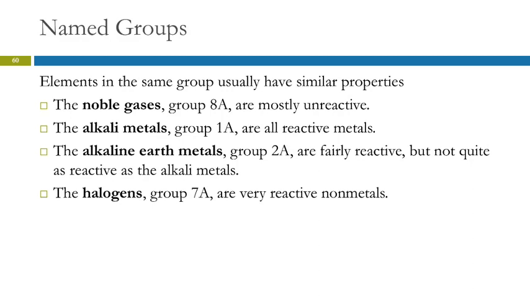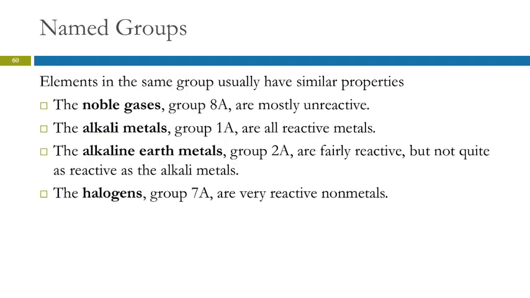Some of the groups have names. The noble gases are group 8A. They are very unreactive. The alkali metals are group 1A. Those are very reactive metals. The alkaline earth metals next to them in group 2A are fairly reactive, but not as much so as group 1A. And then we have the halogens in group 7A, and those are very reactive nonmetals.